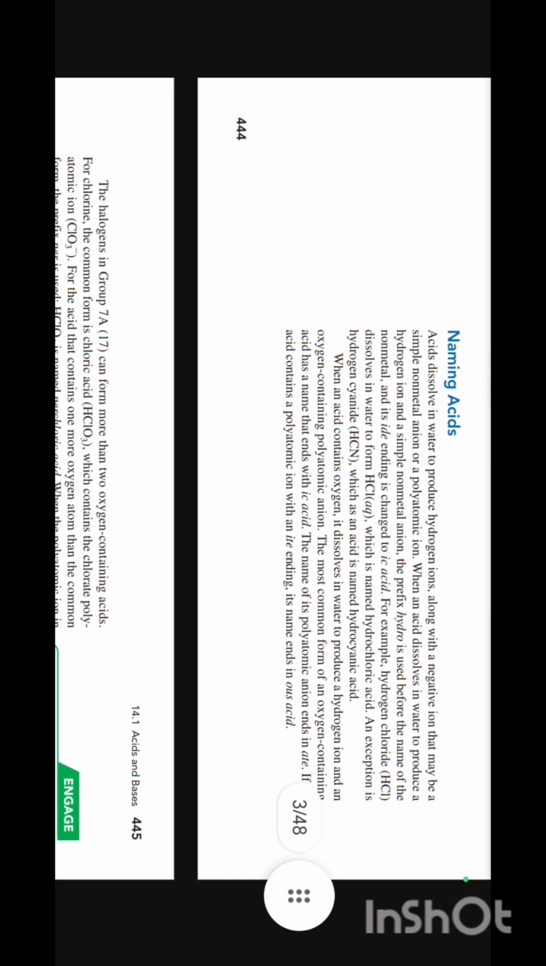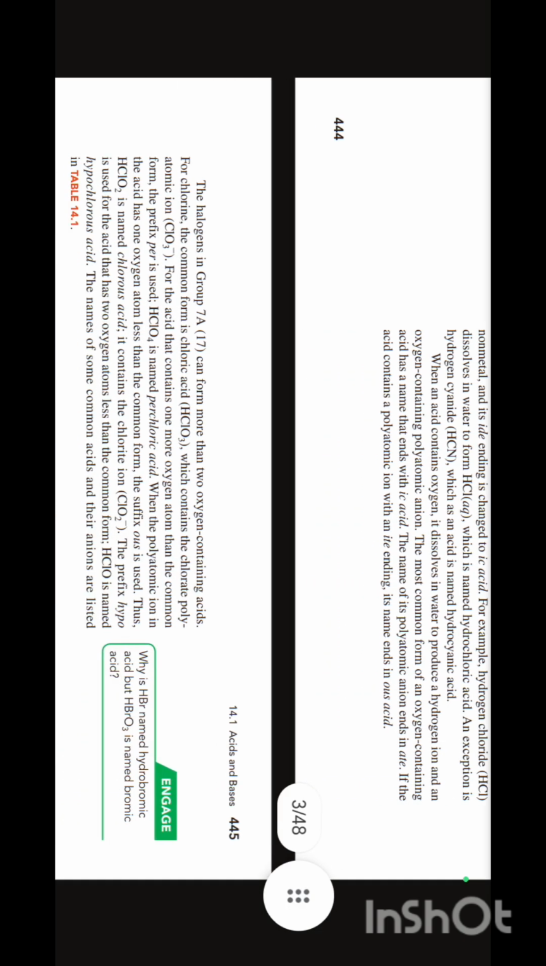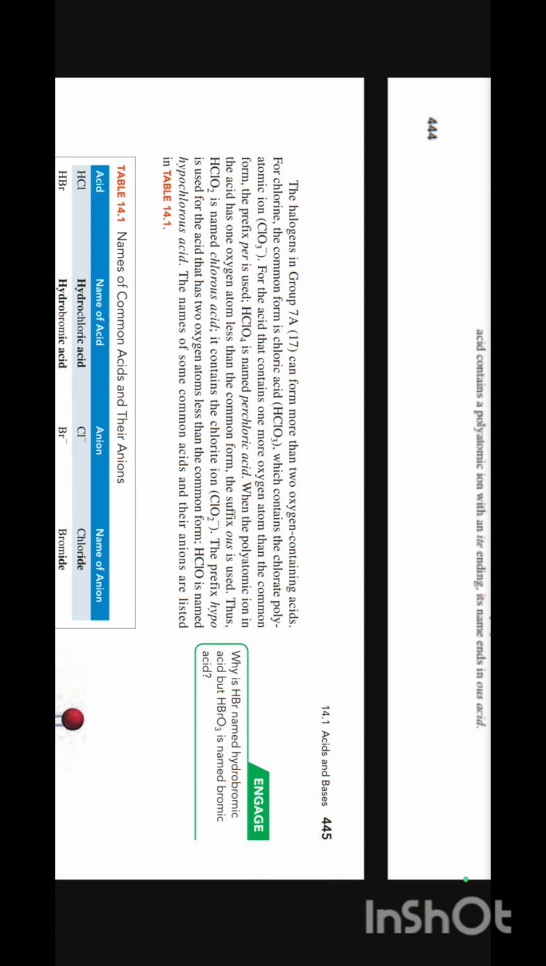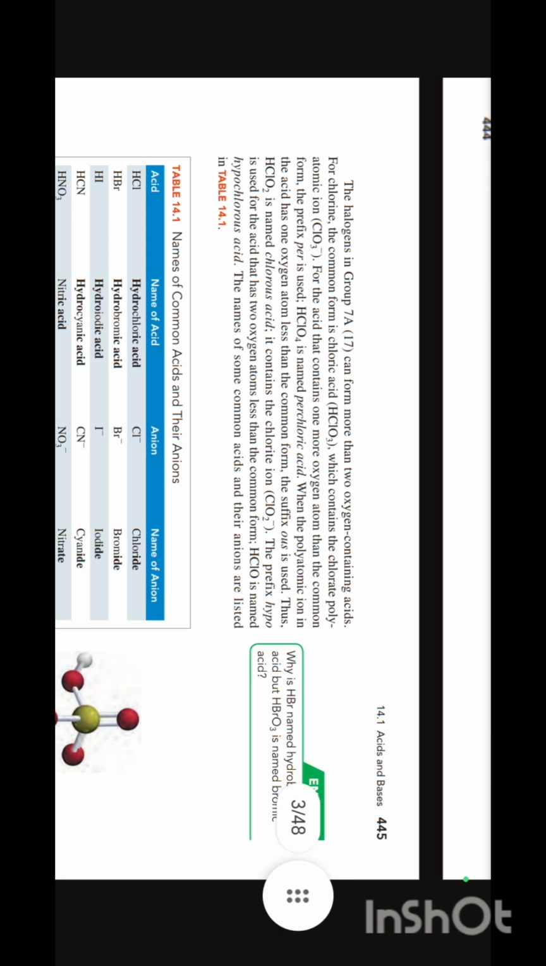When an acid contains oxygen, it dissolves in water to produce a hydrogen ion and an oxygen containing polyatomic anion. The most common forms of an oxygen containing acid are named ending with ic acid. The name of its polyatomic anion ends in ate. If the acid contains a polyatomic ion with an ite ending, its name ends in ous acid. The halogen in group 7A can form more than two oxygen containing acids. For chlorine, the common name is chloric acid, which contains the chlorate polyatomic ion.